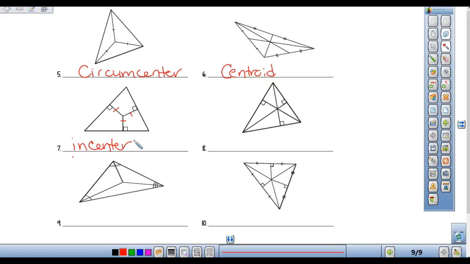Okay, number 8 I have orthocenter because those lines are altitudes. There you go. Number 9 I have in-center because they are angle bisectors. There you go. And number 10 we have circumcenter because they are perpendicular bisectors.